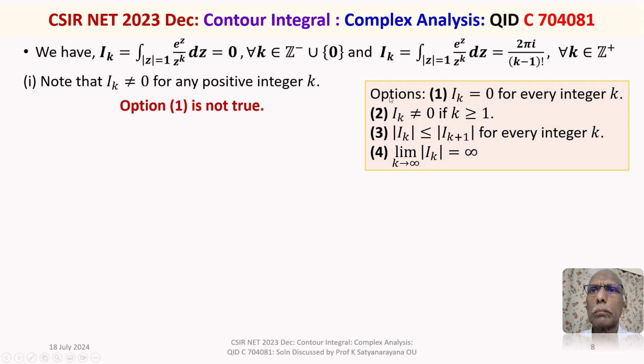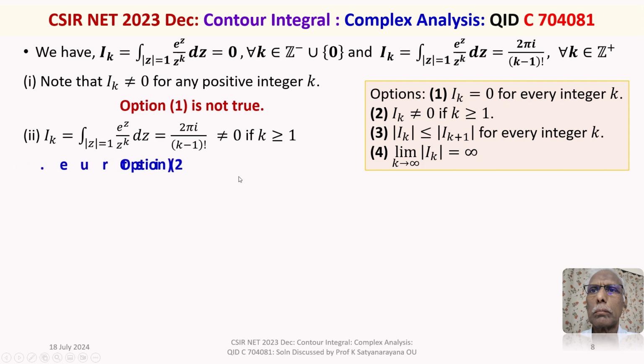Right. And option 2: Ik not equal to 0 when k is greater than or equal to 1. When k is greater than or equal to 1, it means k belongs to the set of positive integers. Then Ik is 2 pi i by (k minus 1) factorial, which is not equal to 0. Therefore, our option 2 is true. Ik is 2 pi i by (k minus 1) factorial, which is not 0 if k is greater than or equal to 1, that means k belongs to the set of positive integers. Therefore, our option 2 is true.